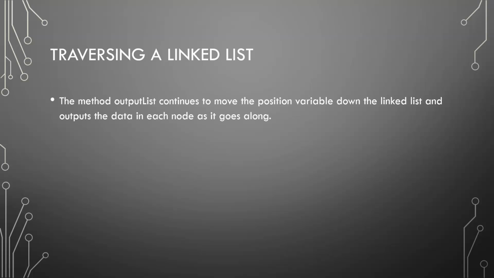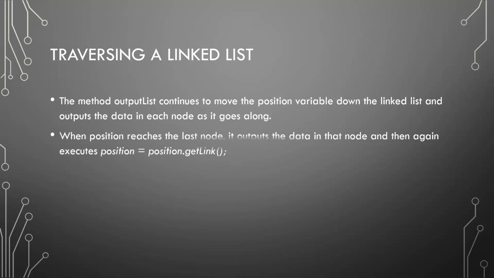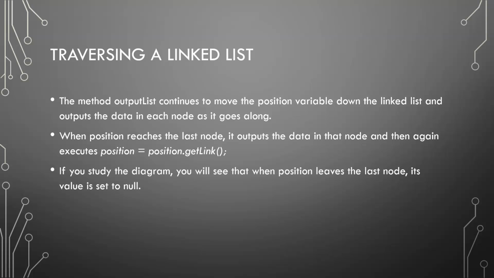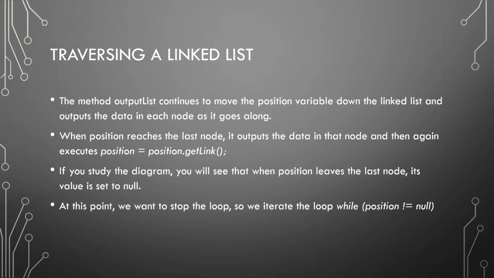Now the method outputList continues to move the position variable down the linked list and outputs data in each node as it goes along, kind of as I just showed you with the list. It's going to go from one to the next, to the next, until it reaches the end. When the position reaches the last node, it outputs the data in that node and then again executes position equals position.getLink(). If you look at that diagram, you'll notice that when the position leaves the last node, its value is set to null because getLink is null. At this point, we want to stop the loop, so we iterate the loop while position does not equal null. That's very important, because as soon as it's null, it's going to exit that loop.